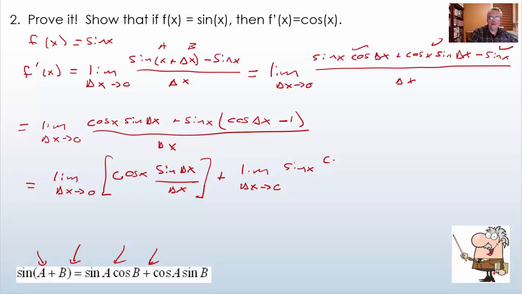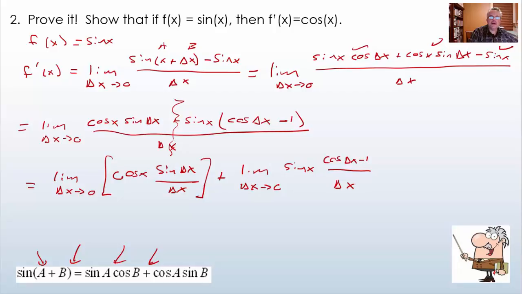And then I have cosine delta x minus 1 all over delta x. Okay, wow. So what did I do? I really kind of broke it up right there, and wrote this part, the limit of this part, plus the limit of that part. Now, we've got to recall a couple facts.